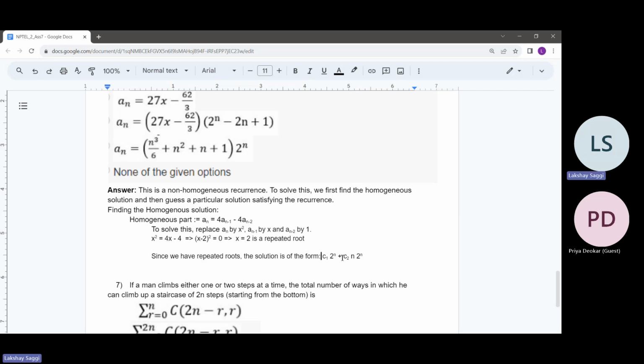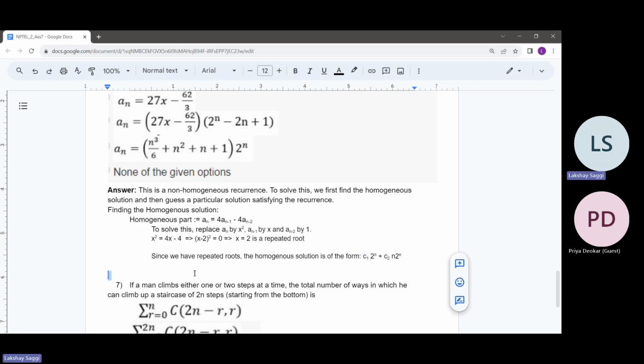You should see the lectures to know why this is the case. So anytime we have repeated roots, the solution is of the form c1 times 2 raised to the power n plus c2 times n times 2 raised to the power n. If the root was alpha, then we have alpha to the power n and then n times alpha to the power n. So this is the homogeneous part of the solution.